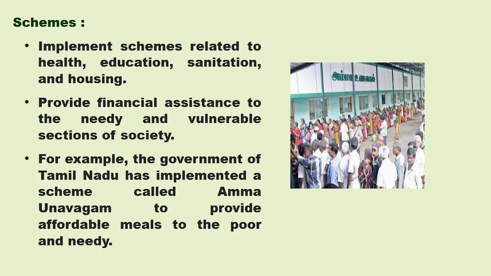Some of the schemes related to urban local government and its functions. Local governments implement various schemes to provide basic amenities and services to the citizens. They implement schemes related to health, education, sanitation and housing. They also provide financial assistance to the needy and vulnerable sections of society. For example, the Government of Tamil Nadu has implemented a scheme called Amma Unavagam to provide affordable meals to the poor and needy.